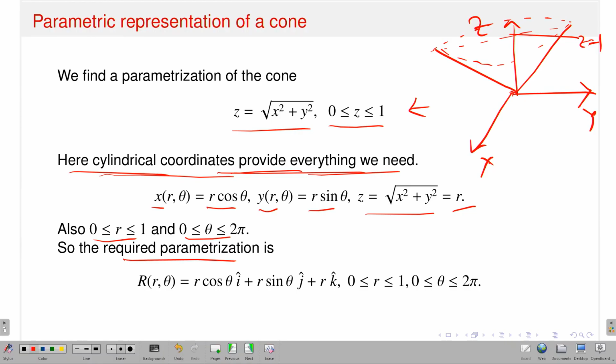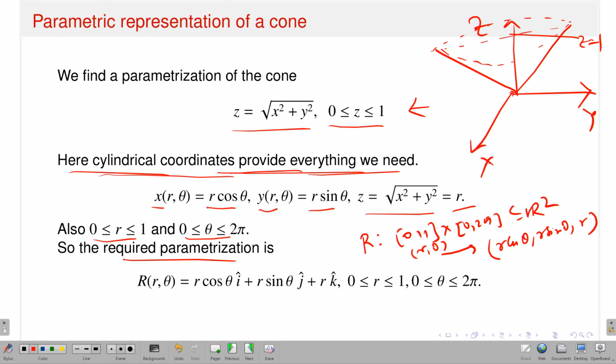So the corresponding required parameterization is capital R, which is a map from [0,1] cross [0, 2 pi], which is a subset of R2, to R3. That means (r, theta) goes to (r cosine theta, r sin theta, r). So this is the corresponding parametric form of this cone. That exactly I have written. So the required parameterization is capital R of small r comma theta, whose first component is r cosine theta, second component is r sin theta, and third component is r, where r runs from 0 to 1 and theta runs from 0 to 2 pi. So this is the corresponding parametric representation of my surface, which is nothing but the cone.